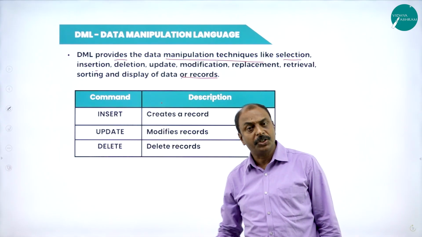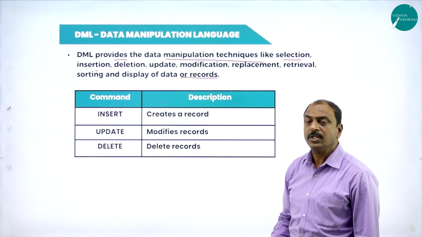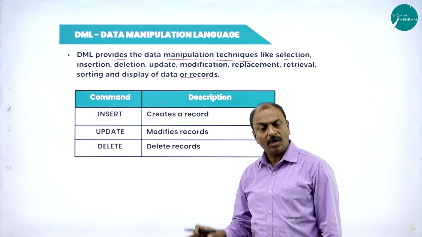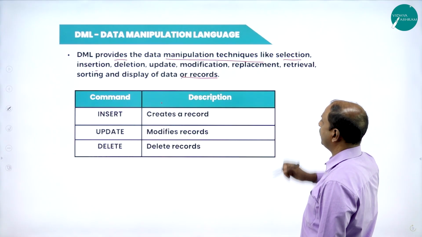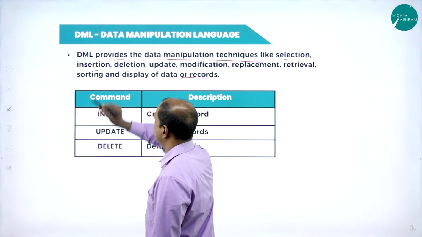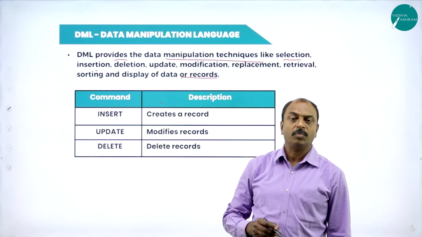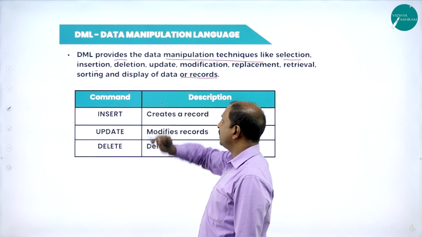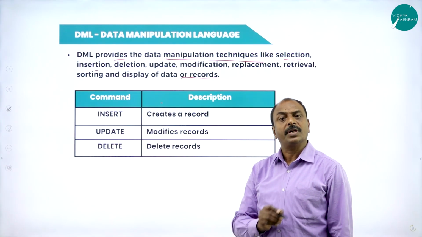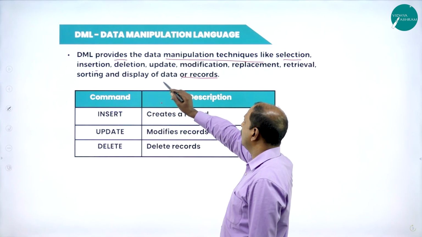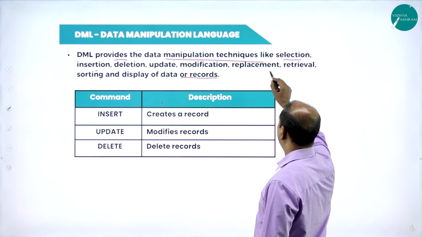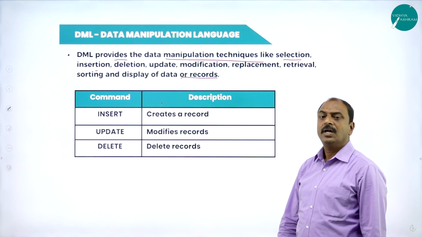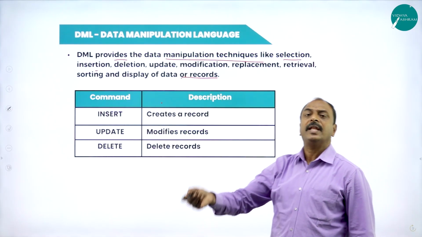So data manipulation includes many functions or operations like selection, selecting a particular record or a set of records. That is called data manipulation, and insertion. So we would like to insert one more record, a new record, into a table, that is insertion. Deletion is to delete a particular record from a table. Update, modification, replacement, retrieval, all these are different commands that come under DML, or data manipulation.